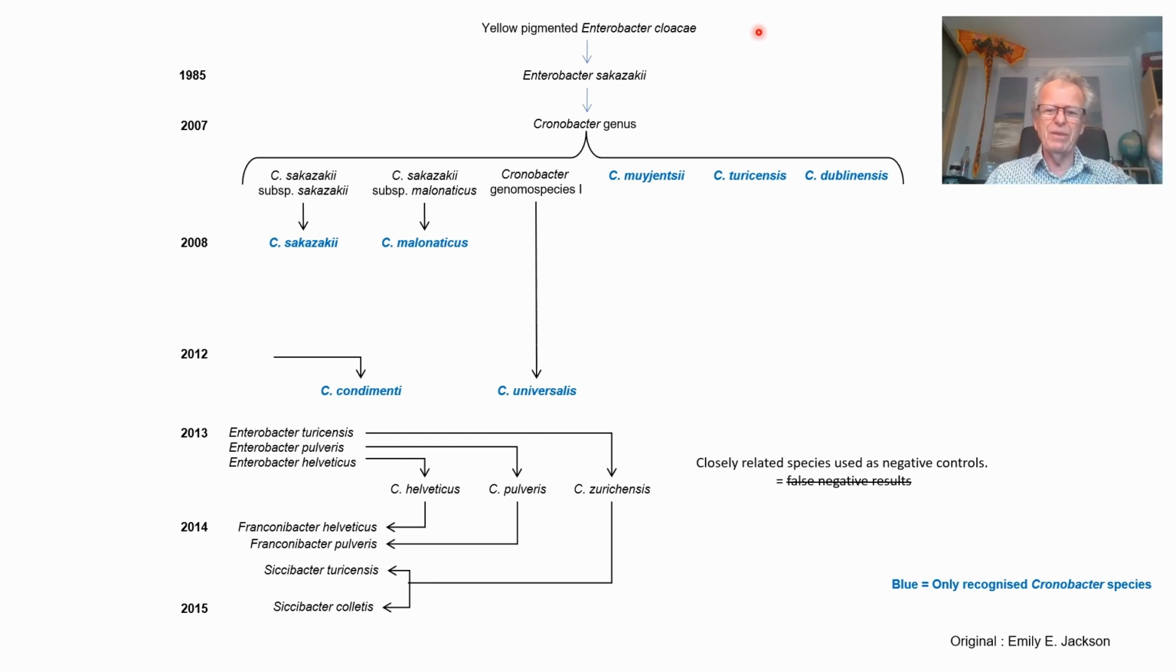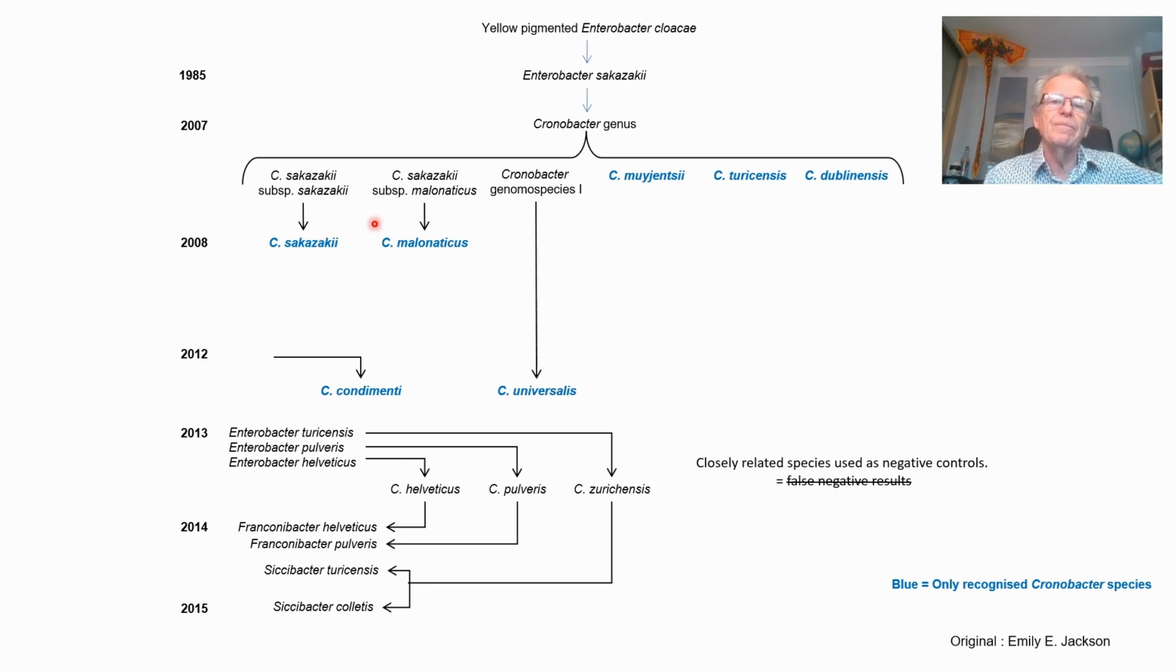So if we go back in the dim and distant past, pre-1985, people were noticing that Enterobacter cloacae, which is a bit of a dumping ground of strains, had some which were yellow pigmented. Those particular ones were then picked out for special analysis, and they were named Enterobacter sakazakii. In 2007, the first taxonomic revision properly occurred, which announced the Cronobacter genus, and that was to include all those Enterobacter sakazakii strains, so to speak.